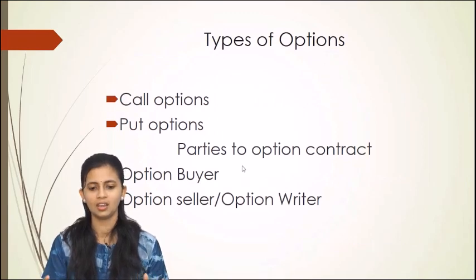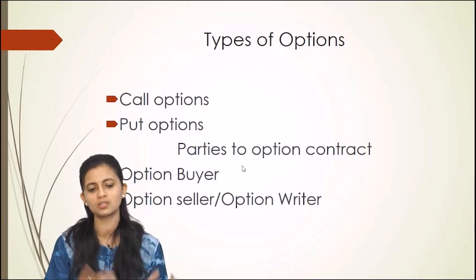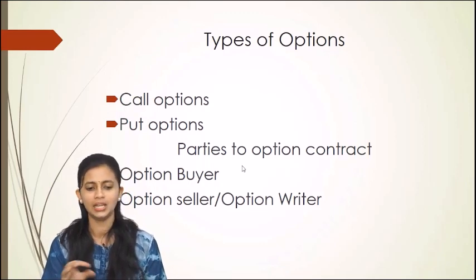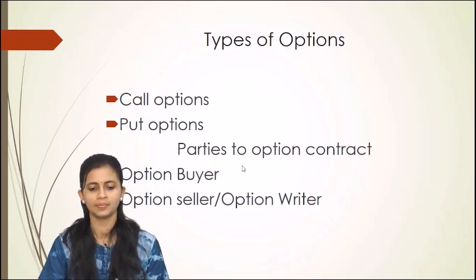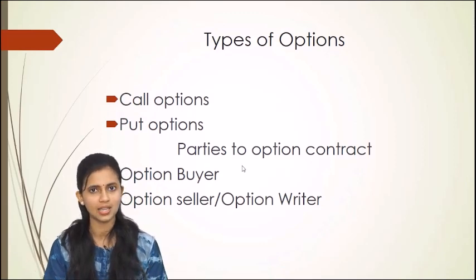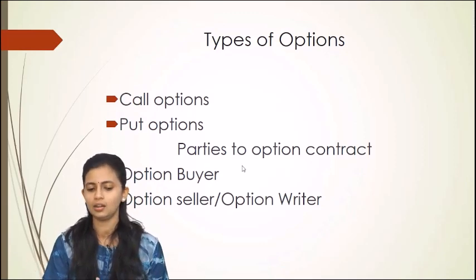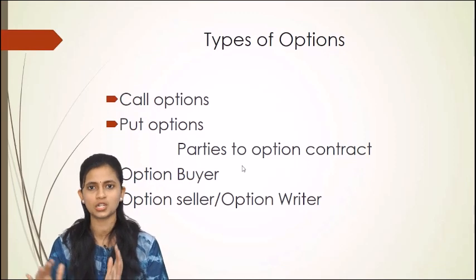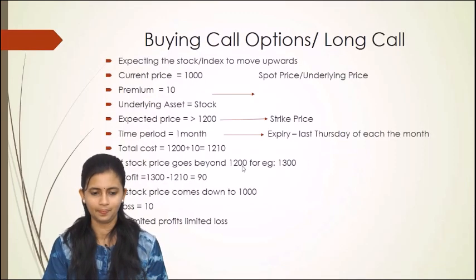Now let's see what types of options are available. One is call options, one is put options. Okay, in detail we'll go into it in the next part. Now who are the parties to this option contract? As usual, it is an option buyer and an option seller. Now the option seller is also called the option writer. Okay, I will explain it in detail one by one.